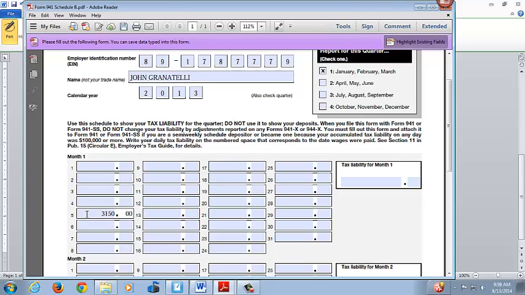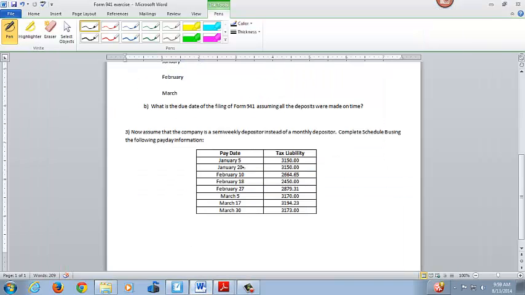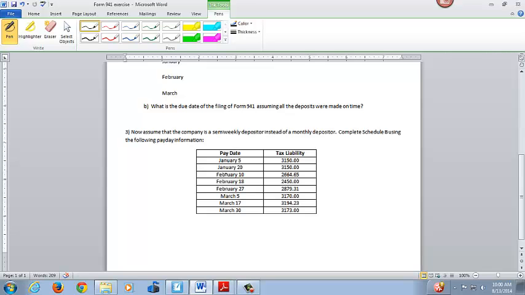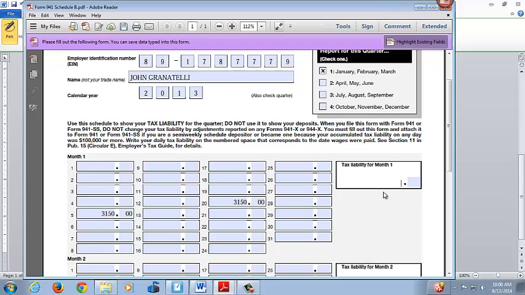Then the other day was January 20th, so that's our next one. So we find the box for the 20th, and we put in $31.50 again, because that was our tax liability. I think those are our only payments in January. So if we add those together, we should get a total of $6,300. So we put that there.